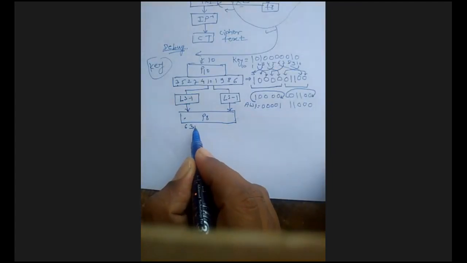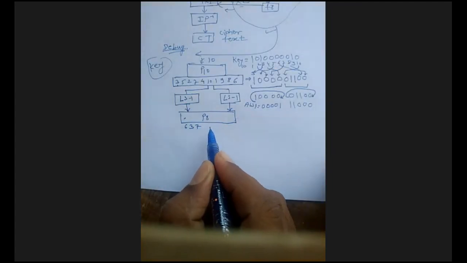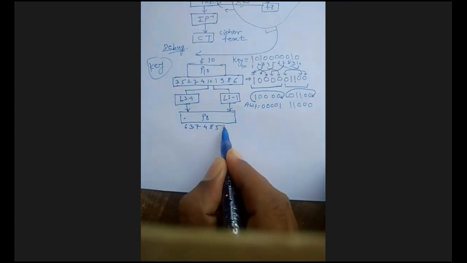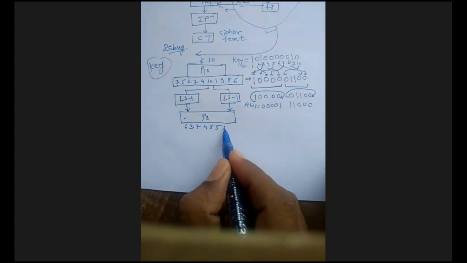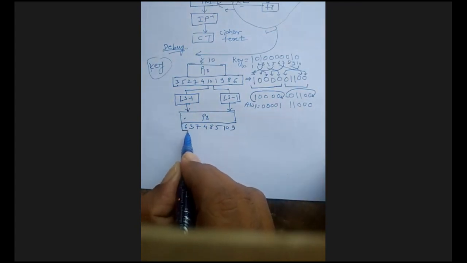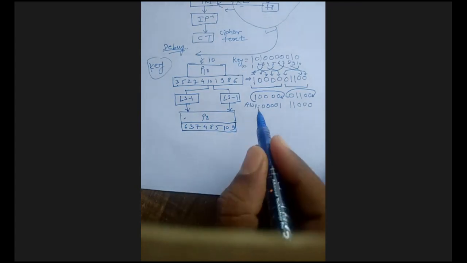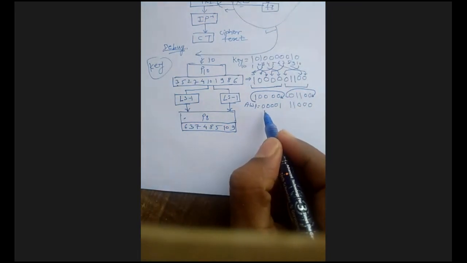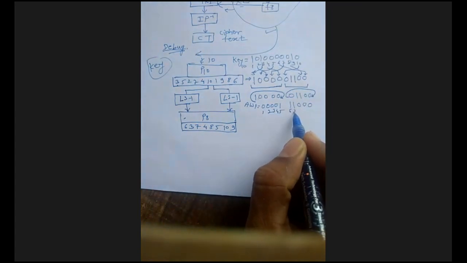6 3 7, okay, 4 8 5, okay, 10 9. So that I have to apply on this number. Okay, after LS1, so LS1 I have got this. What are the numbers? Again I have to put the numbers over here: 1 2 3 4 5 6 7 8 9 10. Correct? Is it visual to you? That I have applied the 10.